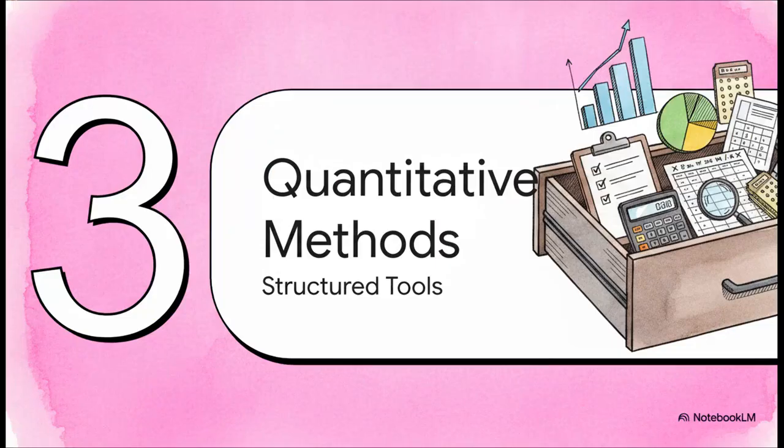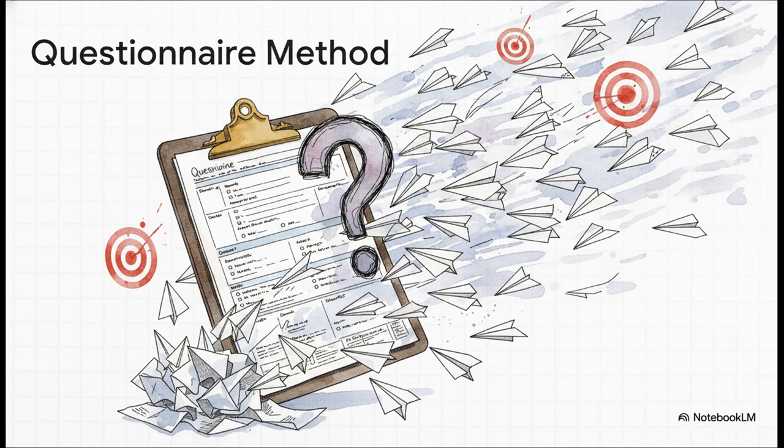Okay, let's crack open the next drawer containing Section 3, Quantitative and Structured Methods. These are the tools designed to gather hard, numerical data and objective statistical measurements. First up in this highly structured drawer is the questionnaire method. This is a massive workhorse in the research world. Questionnaires collect data from huge populations incredibly quickly.